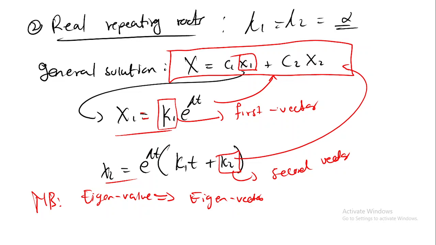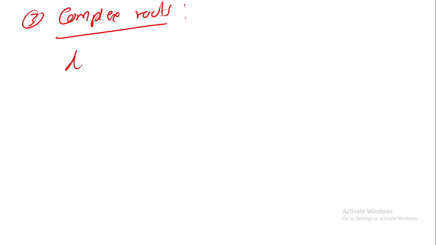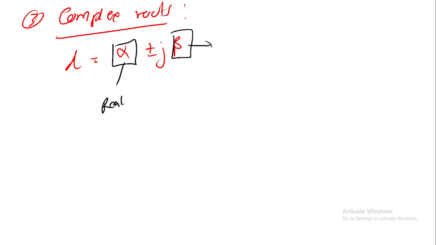Now we're moving to the last part, which is complex roots. As I have already explained, a complex root is divided into two parts, the real part and the imaginary part, plus or minus j beta. This is the real part and this is the imaginary part. So what is the general solution?